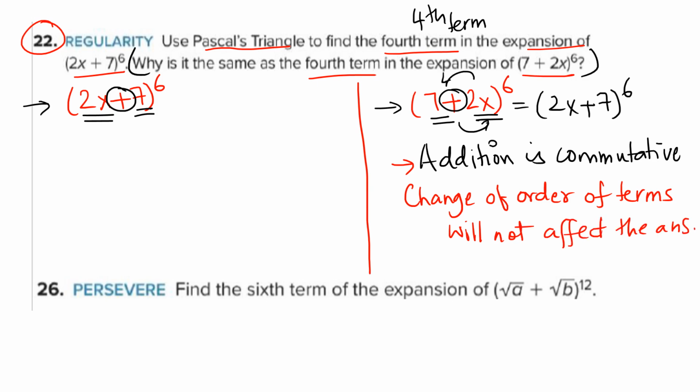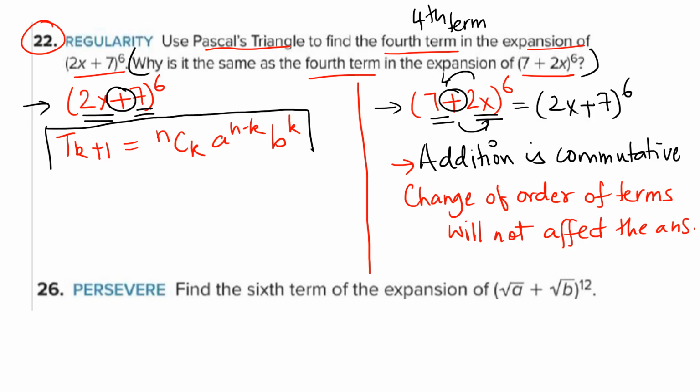Okay, now let's come to the fourth term. So I will give you the formula. T(k+1) is equal to nCk a^(n-k) b^k. You have to learn this formula. Whenever any term is asked in the exam to find using a Pascal triangle or otherwise, you will use this formula. Now look here, what is this? This formula is used to find the term k plus 1.